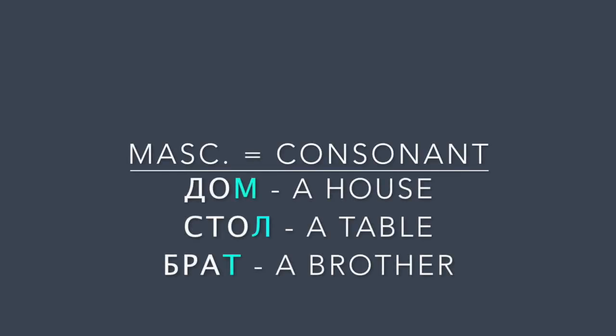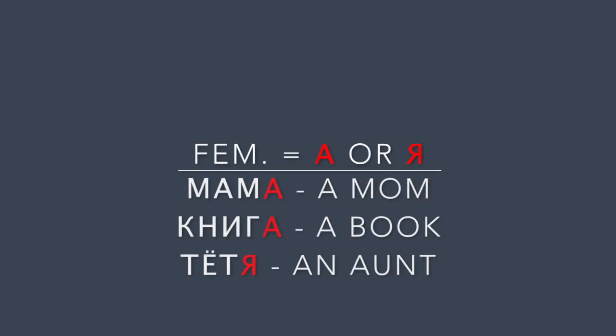For example, dom, a house, m is a consonant, or stol, a table, l is a consonant, or brat, brother, t is a consonant. All feminine nouns will end either in a or ya. For example, mama, mother, or kniga, a book, ends in a, or tetya, an aunt, ends in ya.